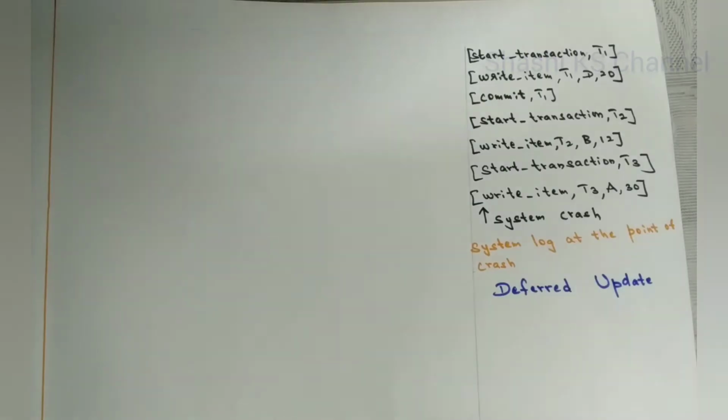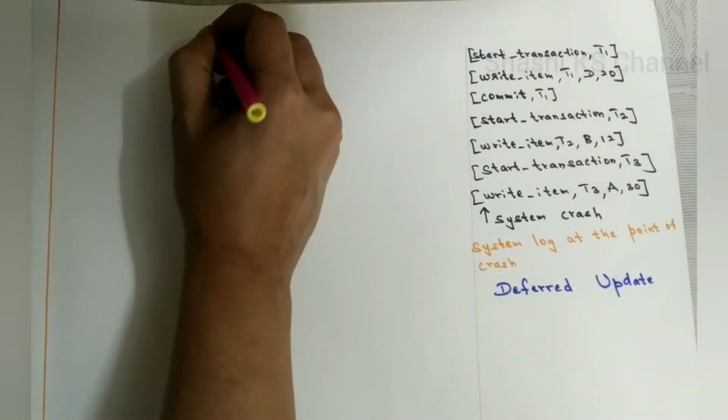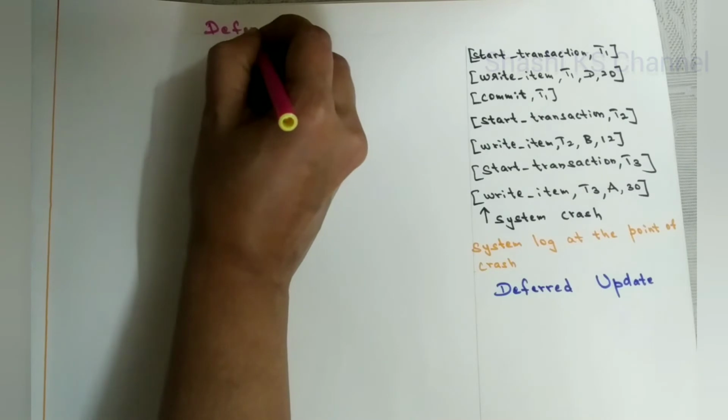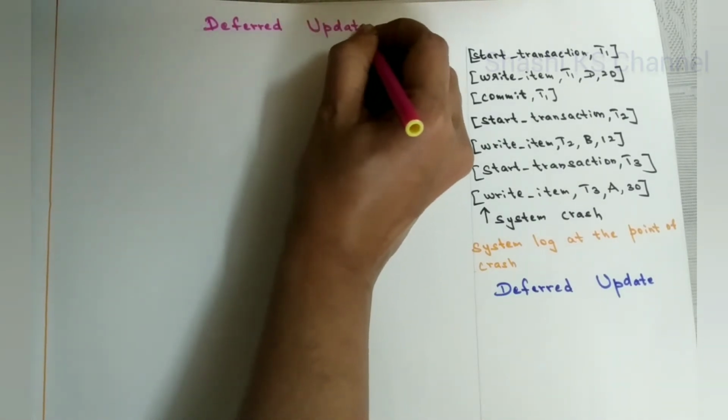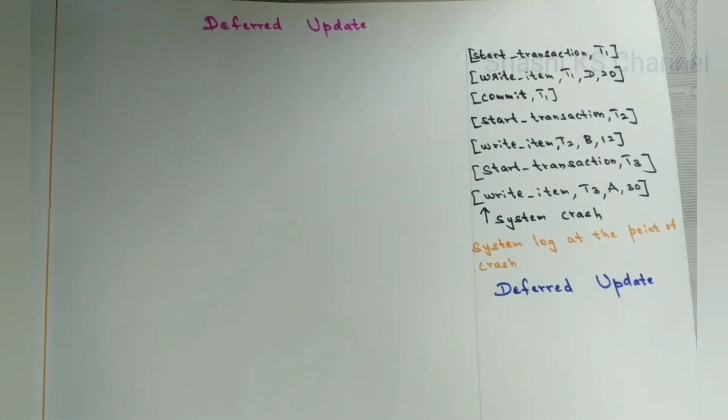So now coming to the topic of database recovery, there are two main techniques for database recovery. One is deferred update, and the other one is immediate update. First we will see what deferred update is. Before that, database recovery is needed in the case of failures. What is the meaning of failures? Failures may be generally classified as transaction failures, system failures, or media failures.